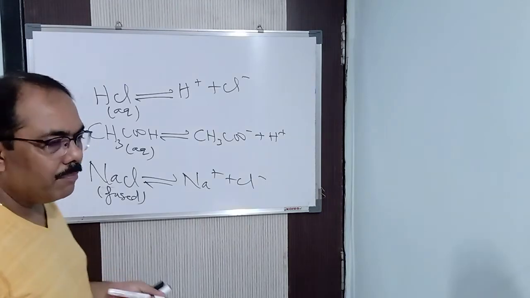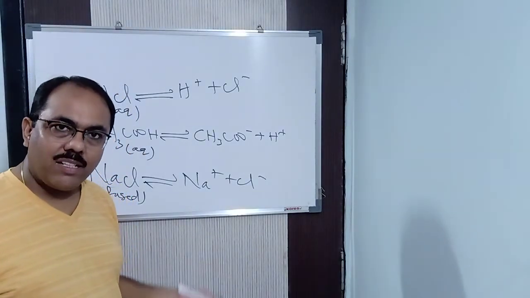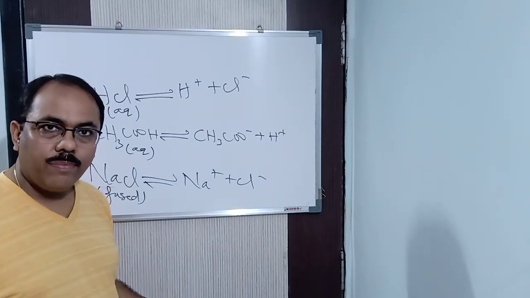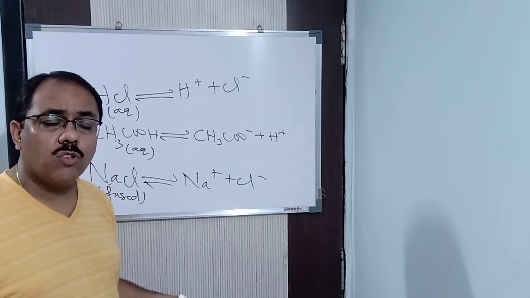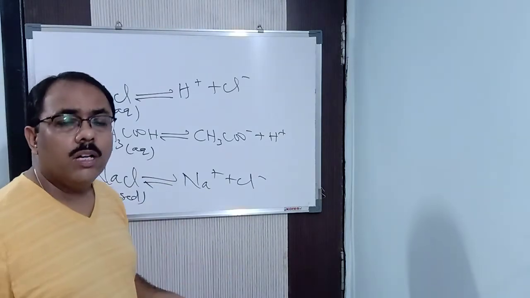Because in the case of an ionic compound, ions are present. You know sodium chloride is an ionic compound. It is made up of cations and anions, sodium ions and chloride ions. Ions are present there. Got it? It's made up of ions only. Sodium ions and chloride ions combine to form sodium chloride.